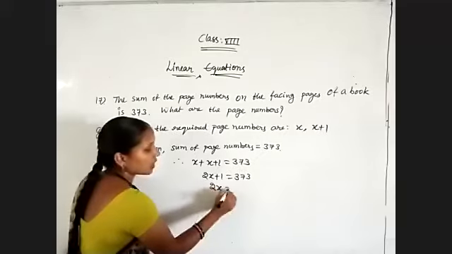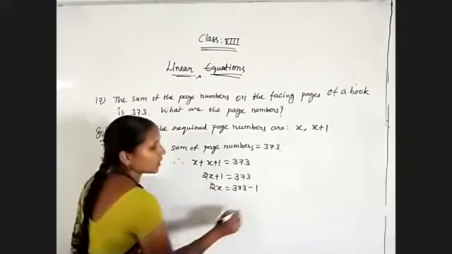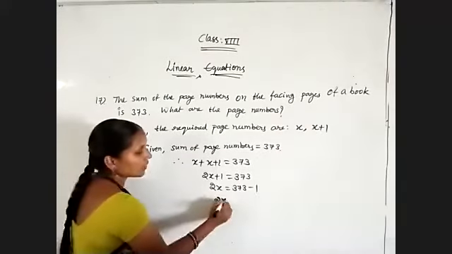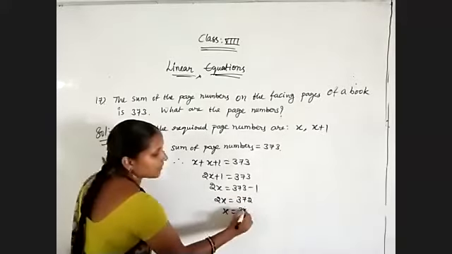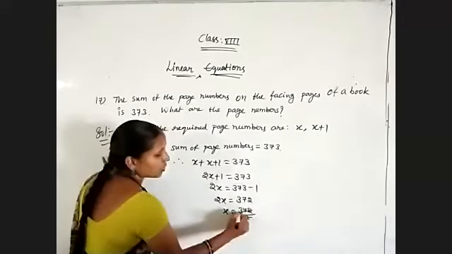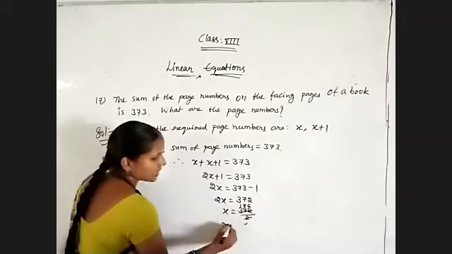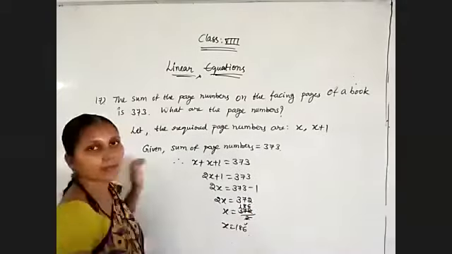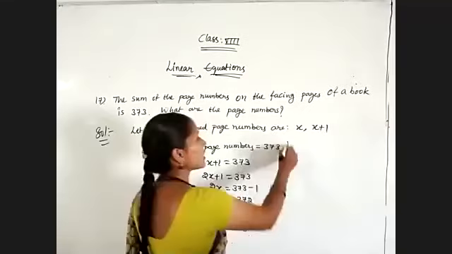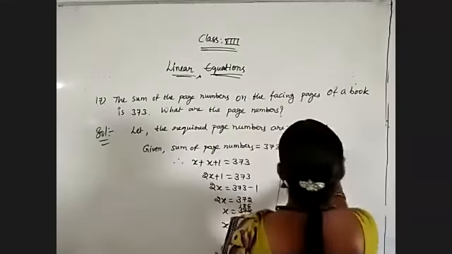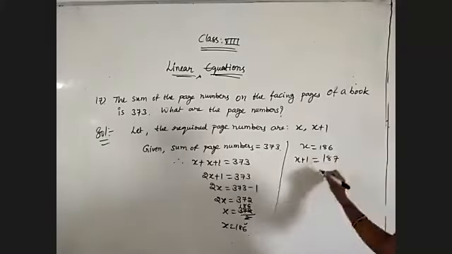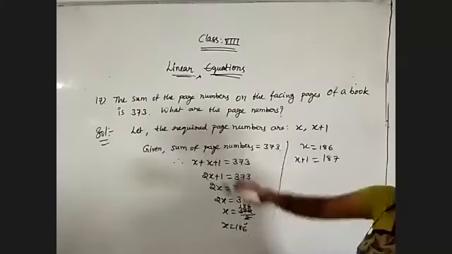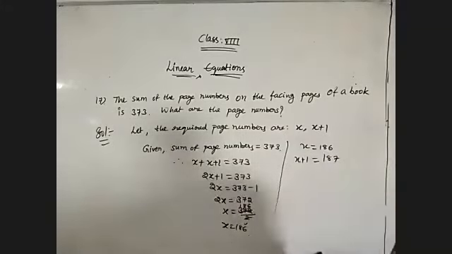2x will be equal to 373 minus 1, so 2x is equal to 372. Then x will be equal to 372 by 2. 2 ones are 2, 2 eights are 16, 2 sixes are 12. x is equal to 186. Okay, so x value is equal to 186. Then what is the other page number? x plus 1, that is equal to 187. Add these two, compulsorily you will get 373. Okay, so that is the solution.